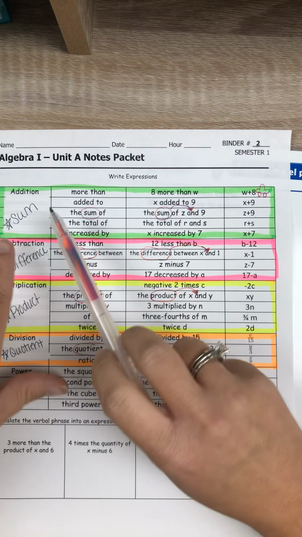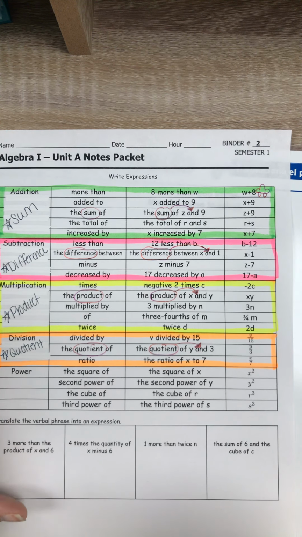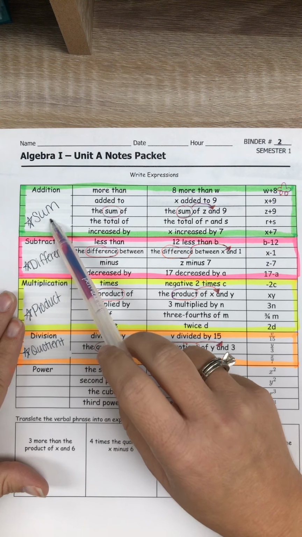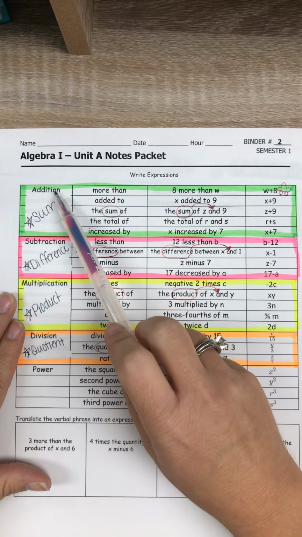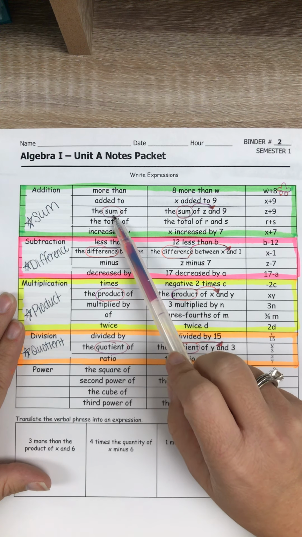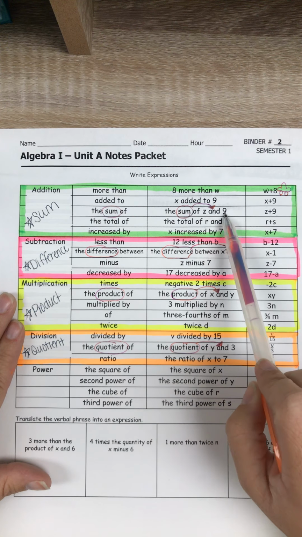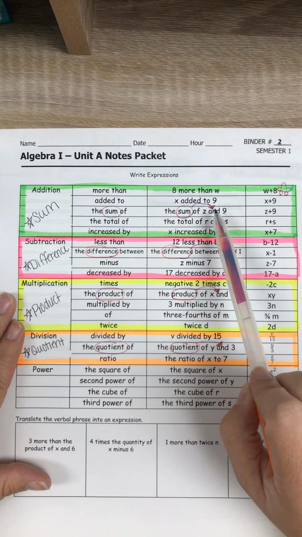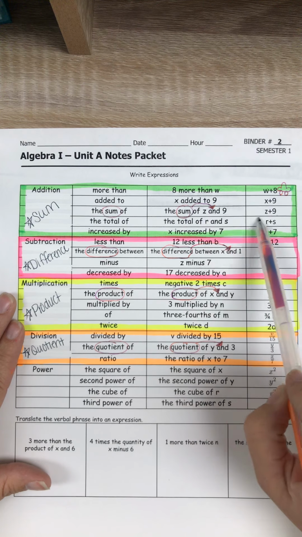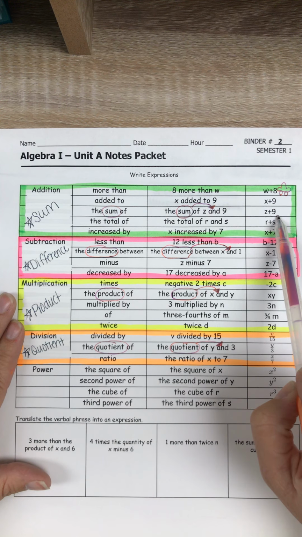So the special word that I really want to bring your attention to is the word "sum," and that means it's the answer to an addition problem. The word sum, when it's used in an example, "the sum of z and 9." That plus sign is actually going to go where that "and" is. So then it looks like z plus 9.